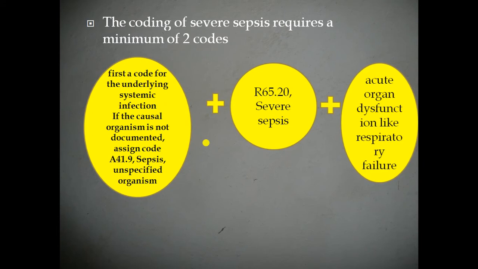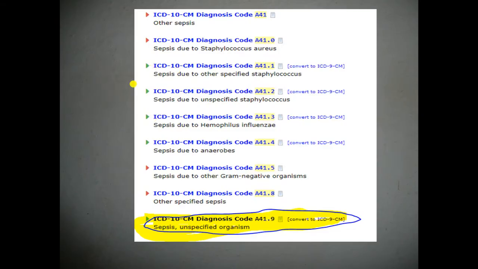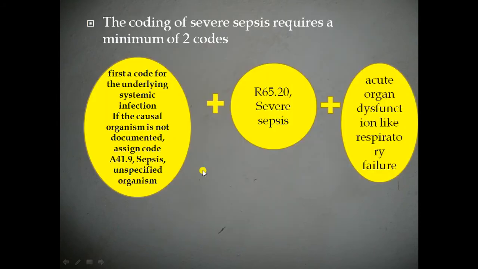Coming to the coding guidelines of severe sepsis, it requires a minimum of 2 codes. In sepsis there is only one code, that is sepsis with the underlying infection. Whereas for severe sepsis we need a minimum of 2 codes, maximum of 3 codes. First, we have to code the underlying systemic infection, that is sepsis with whatever the infection is. So sepsis due to staphylococcus, or whatever the infection is, we have to code that. If we don't know the underlying systemic infection, we have to code unspecified organism sepsis, A41.9.